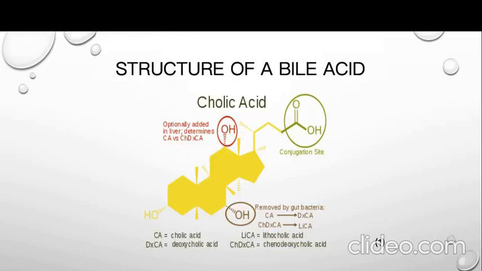Moving on to the structure of bile acids, it has the following structure. For example, cholic acid is a 5-beta cholan-24-oic acid with 3 hydroxyl groups, namely at positions 3, 7 and 12.